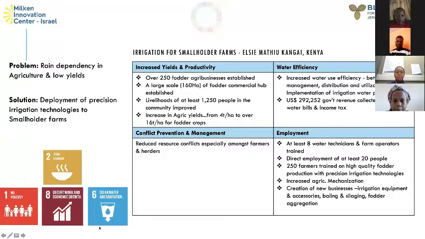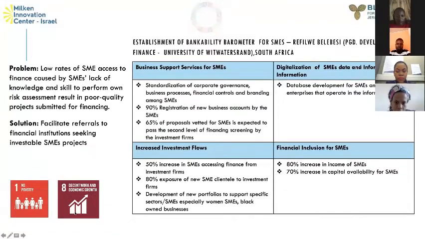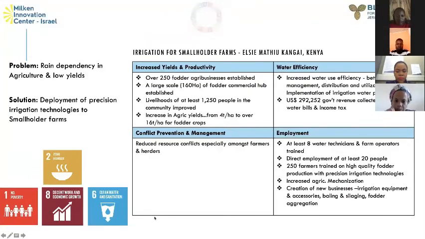Really, the SDG goals are our North Star, our way of evaluating impact of the projects. It included the deployment of water technicians and farm operators, and a program to increase government revenues from irrigation and water bills and income taxes, and a better utilization of pricing policies, as well as new technologies in equipment and accessories, baling, silaging, and fodder. So that was Elsie's project, to give you that idea.